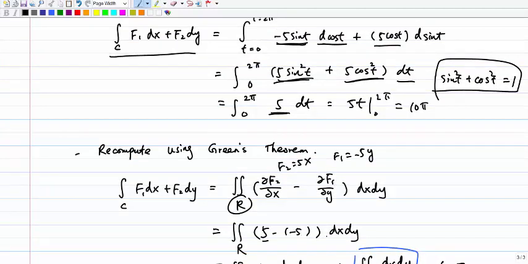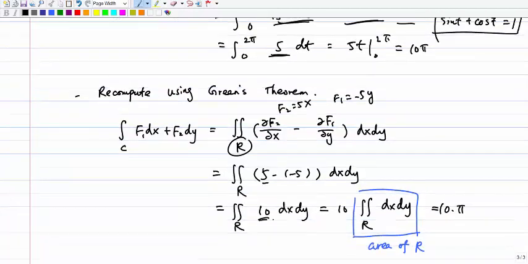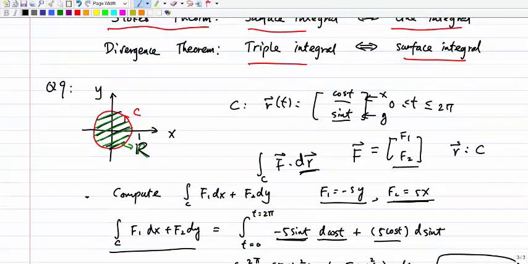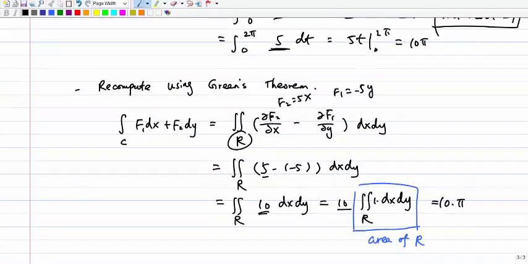So this will give me dx dy. 5 minus negative 5 is 10, right? So 10 over dx dy. Because 10 is constant, I can move it outside. The integral of 1 over the area is just the size of this area. So it's 10 times the area. The area is of a circle centered at the origin with radius 1, which is pi times 1 squared. So it's 10 times pi times 1 squared, just 10 pi.